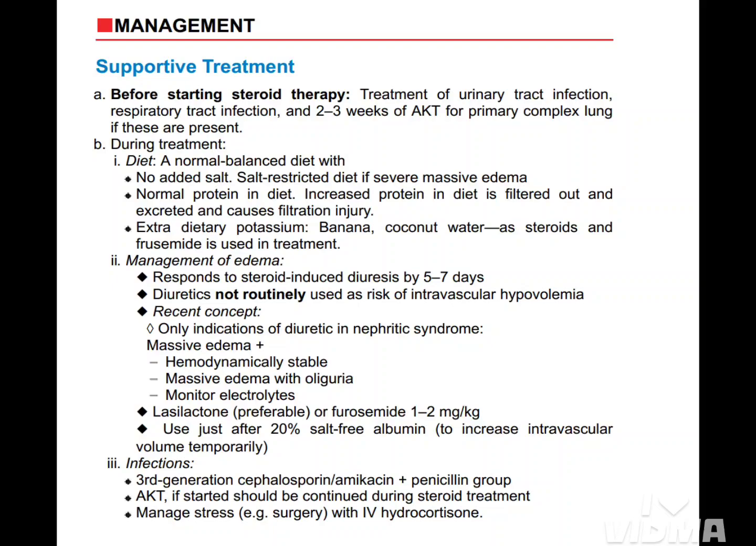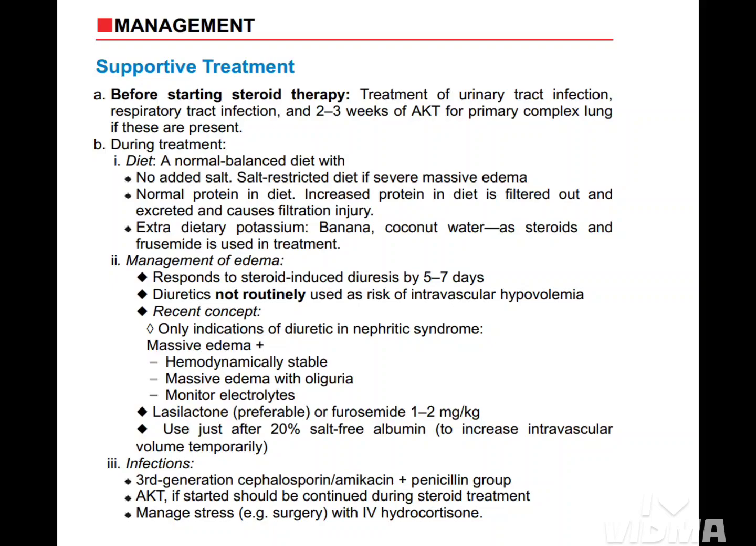Increased protein in the diet is filtered out and excreted and causes filtration injury. So a normal protein diet is suggested. Management of edema: diuretics are double-edged swords. They can cause intravascular fluid loss. So diuretics are only used in particular indications.